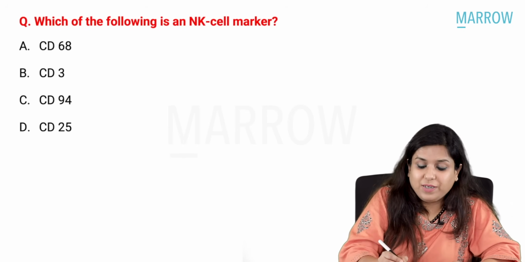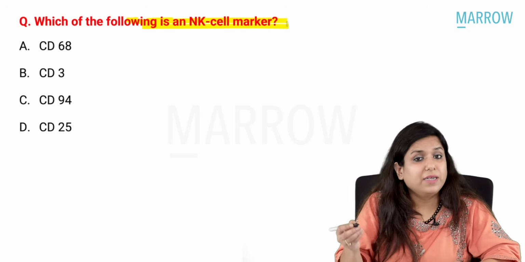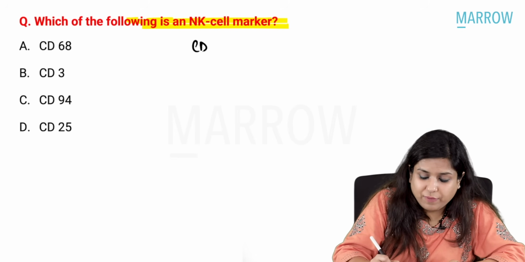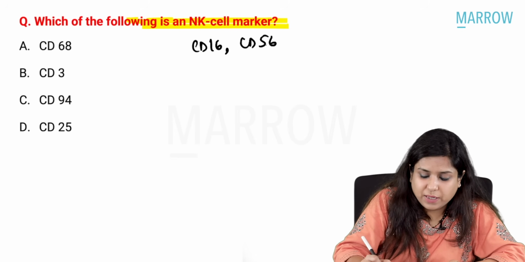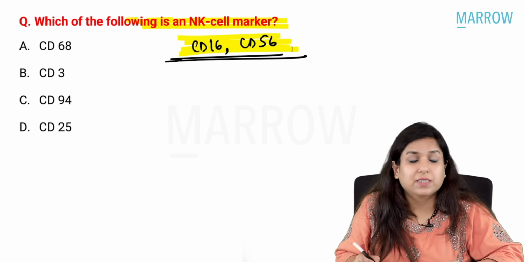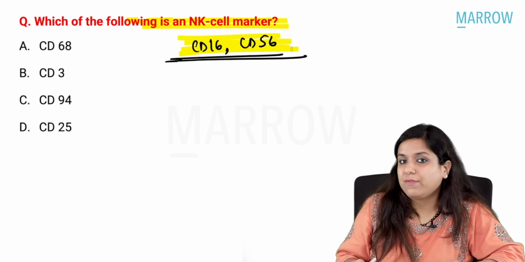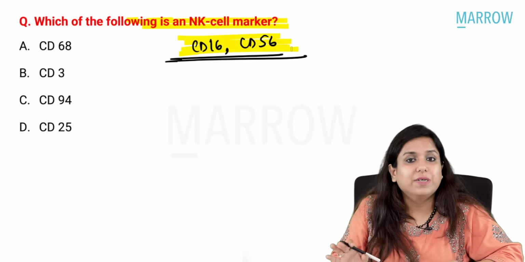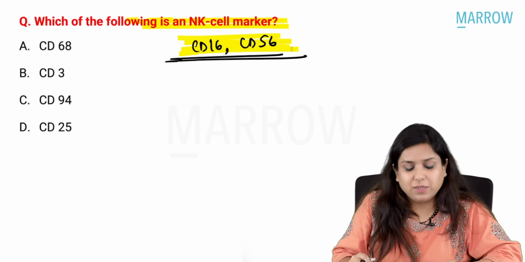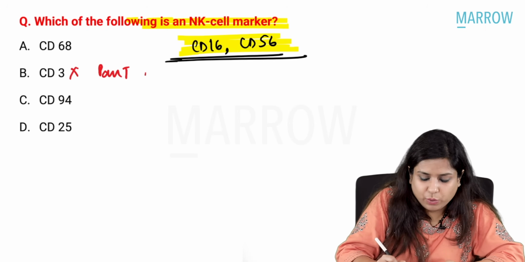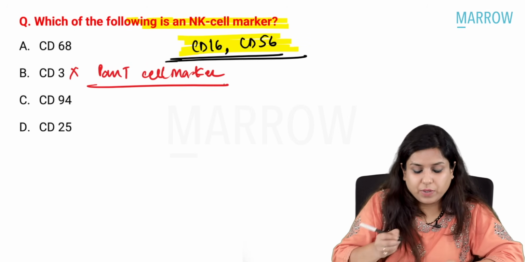Which of the following is a NK cell marker? Again, some students said this was confusing. Why was this confusing? Because whenever we talk about the markers for NK cell, we talk about these two markers, CD16 and CD56. And unfortunately, CD16 and CD56 were not there in the options in this question, right? So, they asked you which of the following is an NK cell marker. One option is CD3. I totally rule out CD3 because CD3, we all know, is a pan T cell marker. So, this option is incorrect.